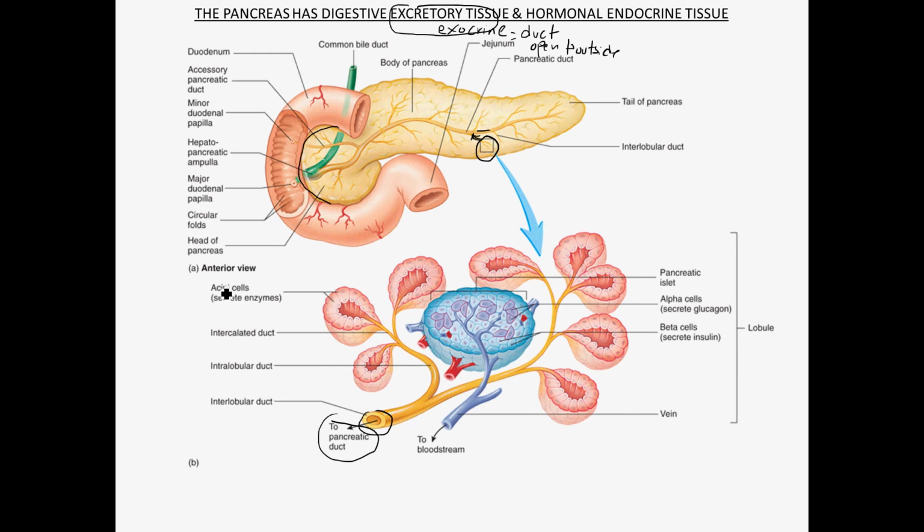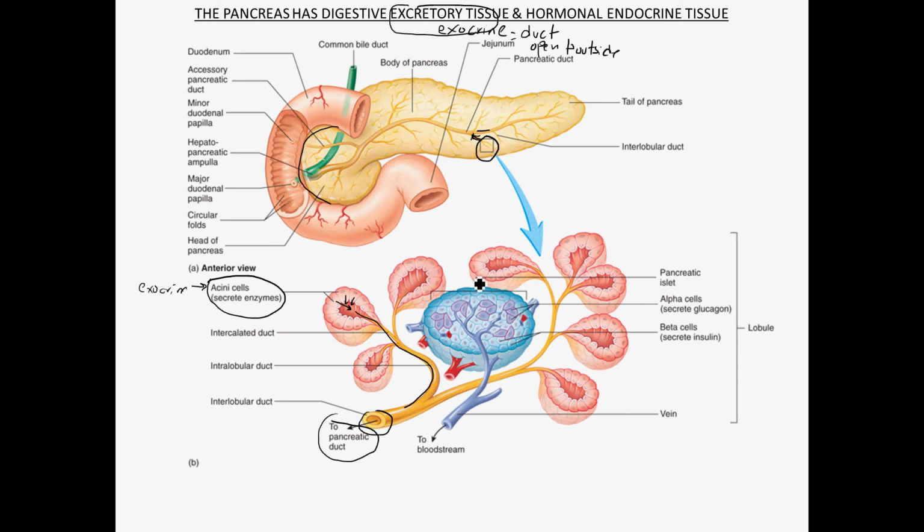Now, the cells involved with this are the acini cells, and they're going to secrete enzymes. So the acini cells are exocrine tissue, and they're secreting enzymes into this duct, and then those enzymes find their way down here again into the pancreatic duct. Right? Most of the pancreas is these acini cells.